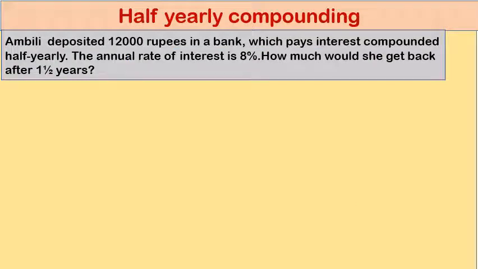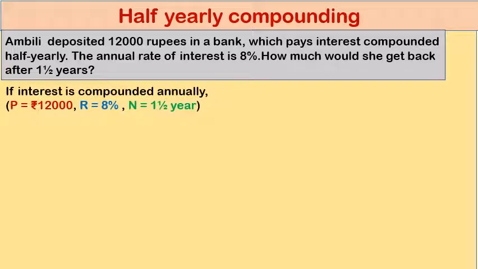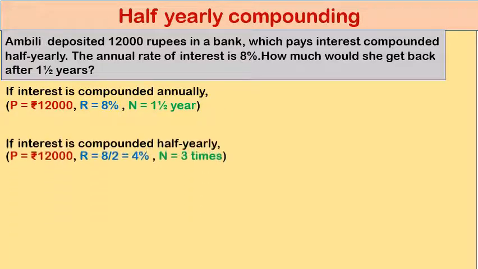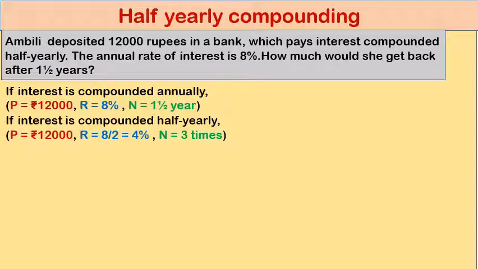See this question. Ambili deposited 12,000 rupees in a bank which pays interest compounded half yearly. The annual rate of interest is 8%. How much would she get back after 1.5 years? See children, if interest is compounded annually, we can write it directly as principal P equal to 12,000 rupees, rate of interest R equal to 8%, number of periods N equal to 1.5 years. But here we are going to compute interest half yearly. If interest is compounded half yearly, principal P equal to 12,000 rupees, rate of interest R equal to 8 by 2, that is 4%, and number of periods N equal to 3 times.